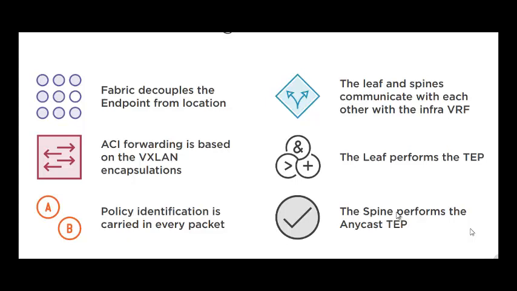Every leaf is identified with a tunnel endpoint address. What spine does is, spine performs anycast tunnel endpoint address. Anycast. What is anycast? One to the closest. Whichever the spine that receives the packet first, that will forward the traffic. So spine performs anycast TEP.